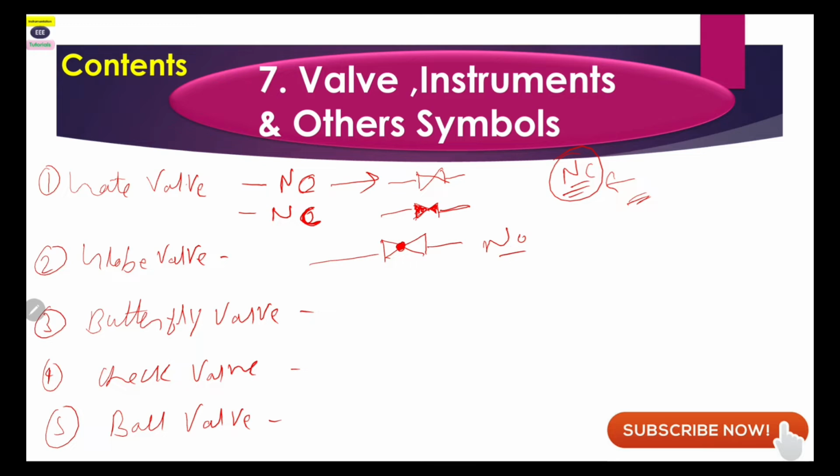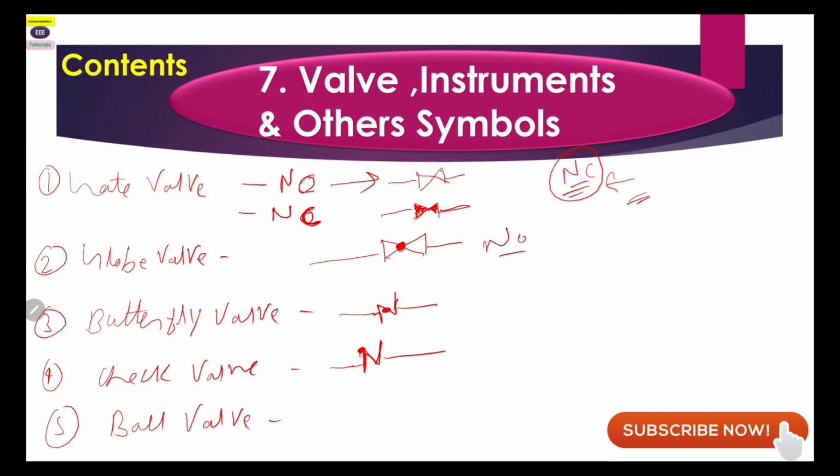Now the butterfly valve and check valve are the two valves which people are generally confused about, and this is the check valve. There is not a big difference. When you talk about the butterfly valve, the dot is in the middle of that, and when you talk about the check valve, the dot is at the upper side. So this is the check valve, this is the butterfly valve.